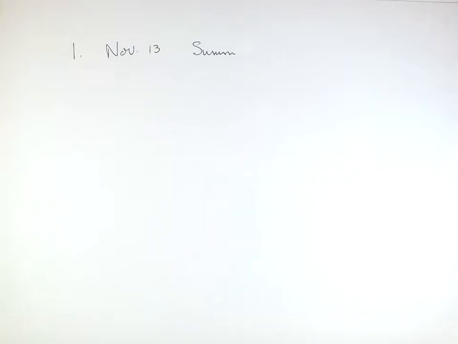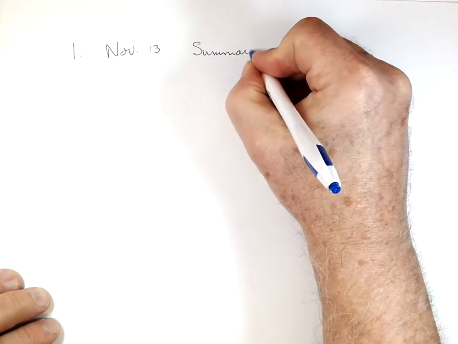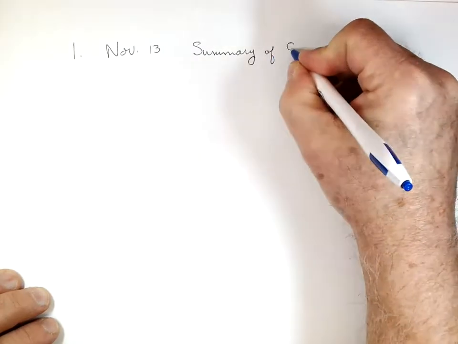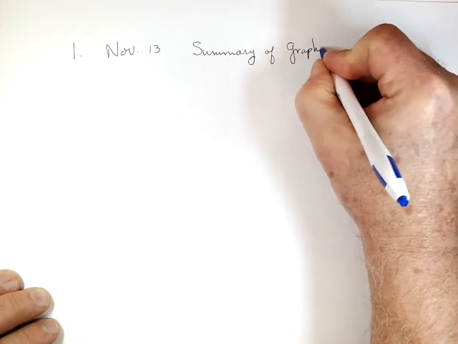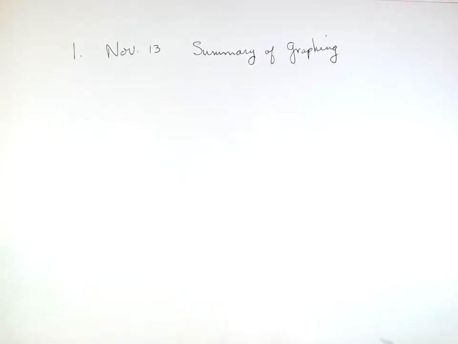Okay? A summary of graphing. I'm going to give you a list of steps to do when you have to graph either a rational expression or a polynomial. And that's what you're going to have in the test. You're going to have a rational expression and a polynomial to graph on the test. All right? I'm going to ask you various questions.